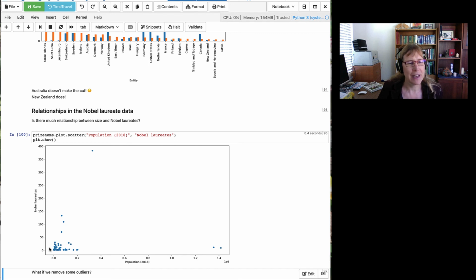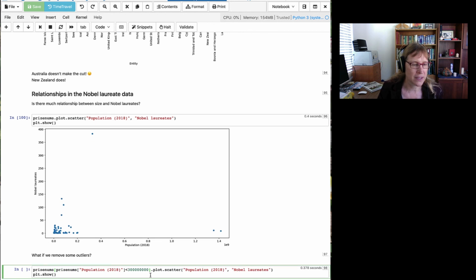Okay, so that's our relationship, and it's really not very clear what kind of relationship that is. We've got three really big outliers here. We could look back, we could work out what those are. But let's zoom in on this bit here just to see whether it offers us any more information by removing those three outliers. So all three of those have a population greater than 300 million. So let's try just masking those out.